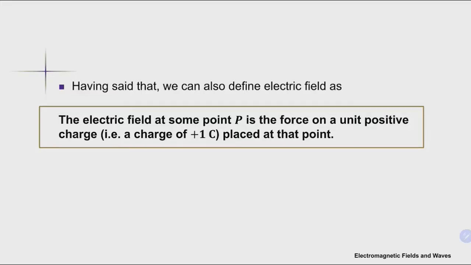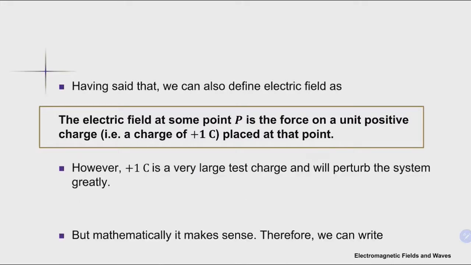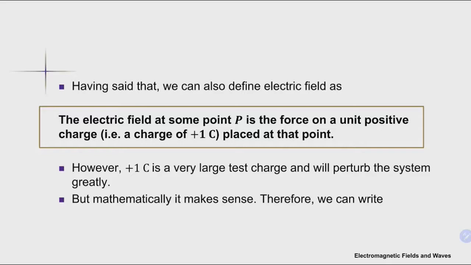So we say that the electric field at some point P is equal to the force on a unit positive charge placed at that point. So this is the definition that we're going to use for calculations, to work out the electric field. Physically it doesn't make sense, because that says that a 1 coulomb charge will perturb the system, but mathematically it makes sense. So we can write down our force will be equal to Q times the electric field.